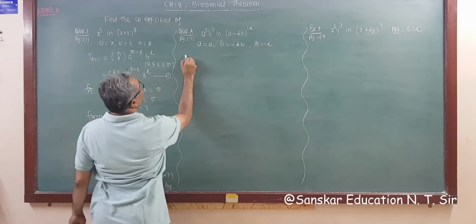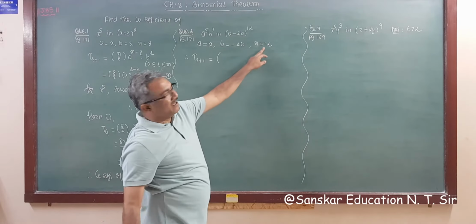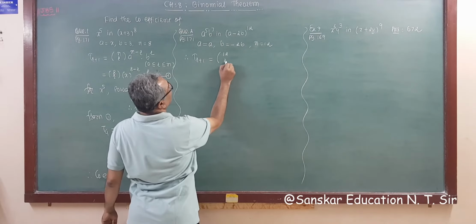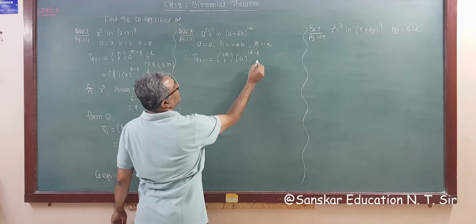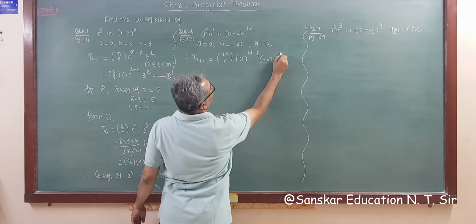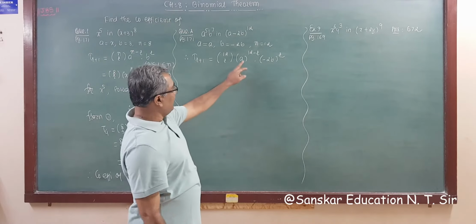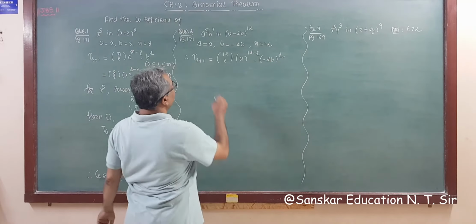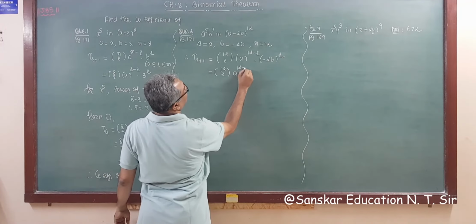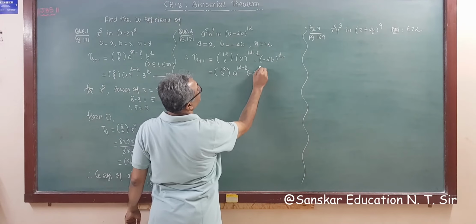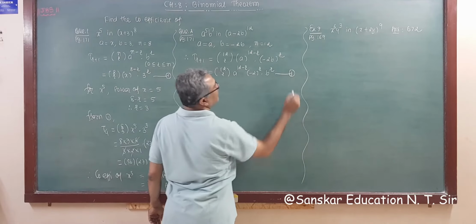So T(r+1) I am going to write directly here. T(r+1) is equal to nCr, that is 12Cr, a raised to n minus r, that is 12 minus r, and b is minus twice b raised to r. This is your general term. Now separating this term, we get 12Cr a raised to 12 minus r, minus 2 raised to r, and b raised to r. Say this is equation number 1.